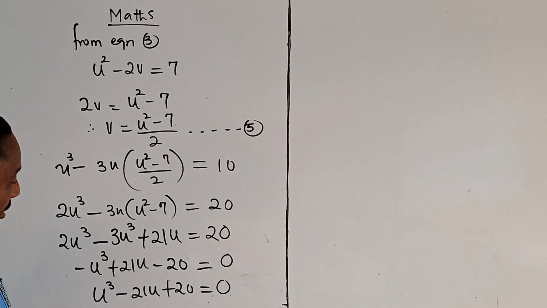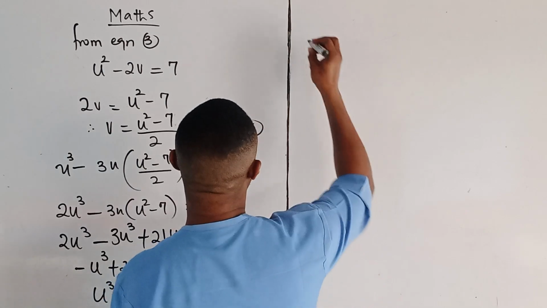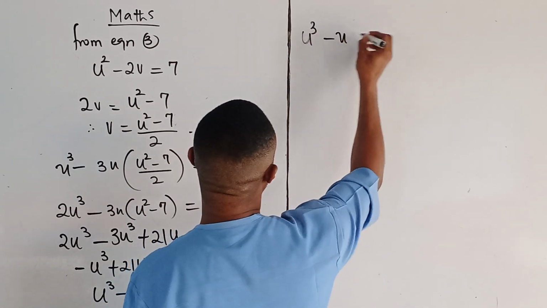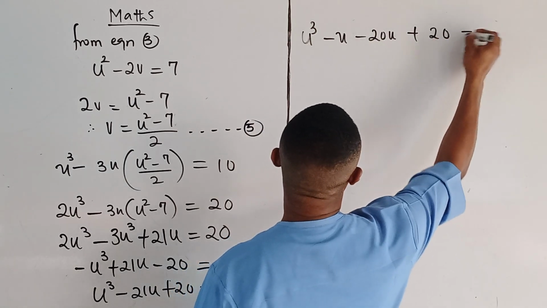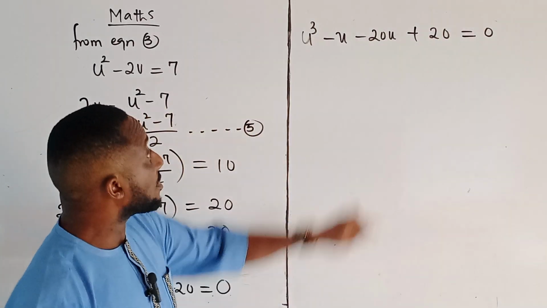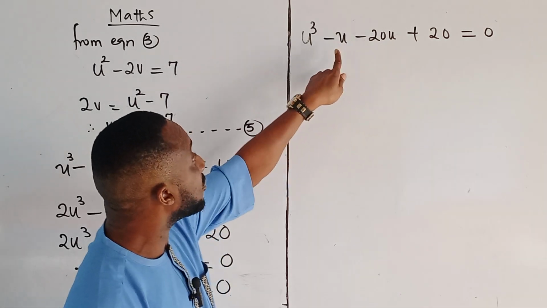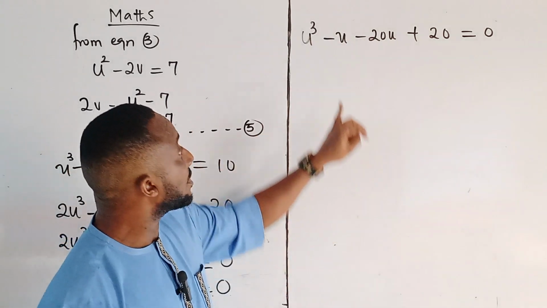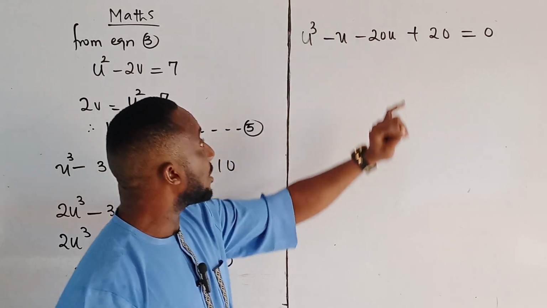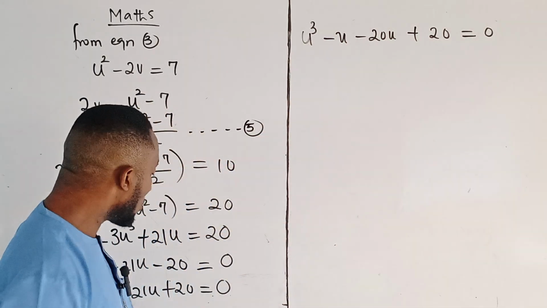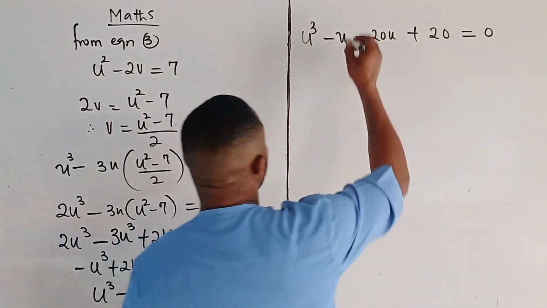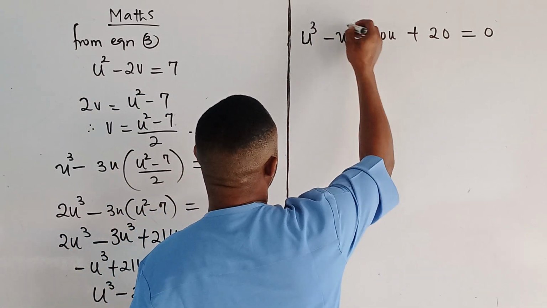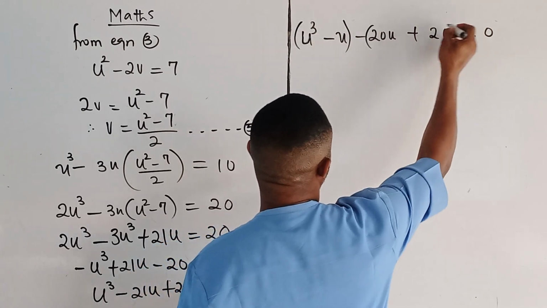I will have to split 21u into u and 20u. So for negative 21u, I'll be having u cubed minus u minus 20u, then plus 20 equal to 0. You can see that if I add 20u and u, I'll get 21u. In this case, negative u added to negative 20u will be negative 21u. So we've not altered the equation at all. So let me write this way. Then I'll factorize by grouping.